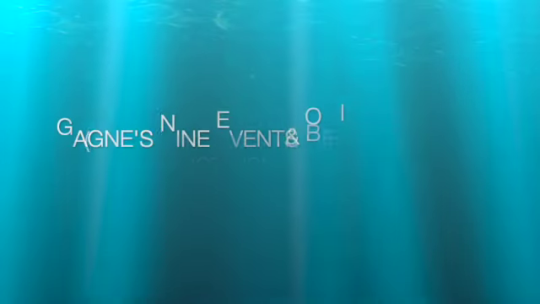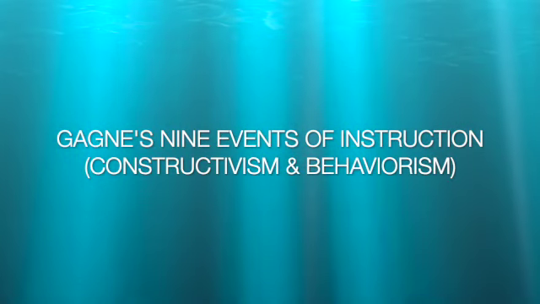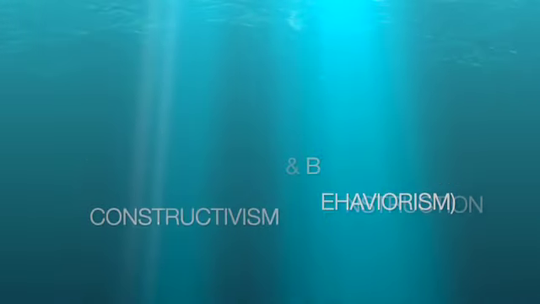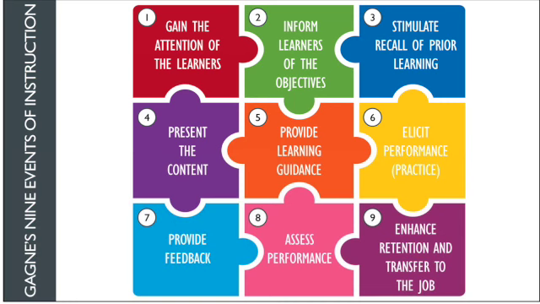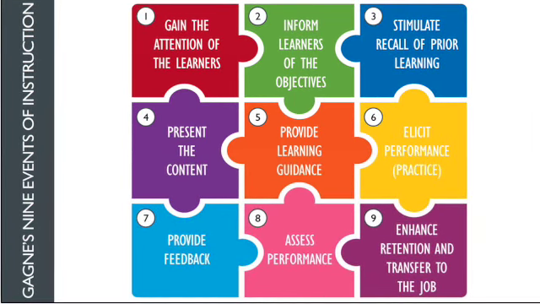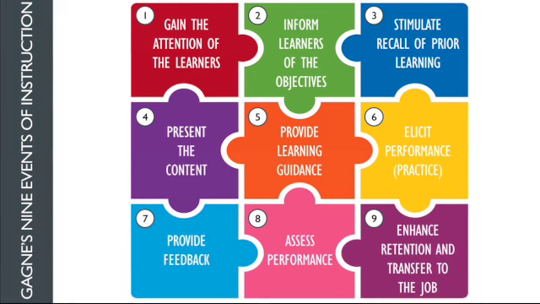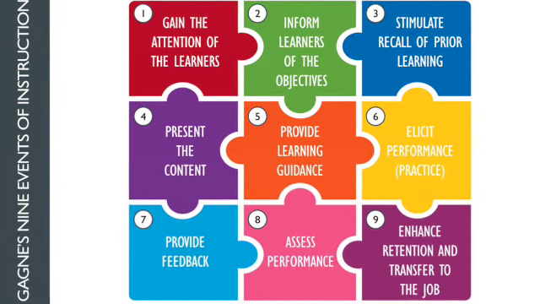Another type of model is Gagne's 9 events of instruction. This can fall under constructivism or behaviorism. In this model, 1 is to gain attention of the learners. Number 2, inform learners of the objectives. Number 3, stimulate recall of prior learning. Number 4, present the content.